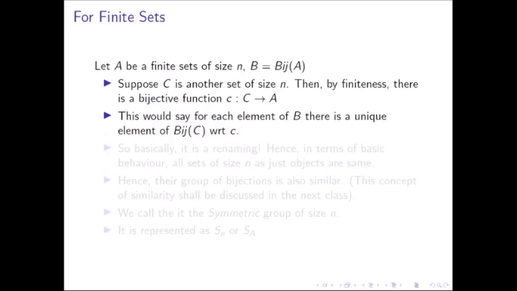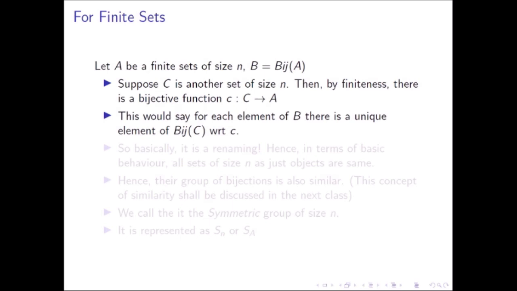Let A be a finite set of size n and B is equal to bij A, the set of bijections of A. Suppose C is another finite set of size n. So A and C are both of the same size. This means that because it's a finite set, we can order the elements of A as a1, a2, dot dot dot an, and C as c1, c2, dot dot dot cn. Now consider the function which sends a1 to c1, a2 to c2, dot dot dot an to cn. That's a bijection, right? It's surjective as well as injective.